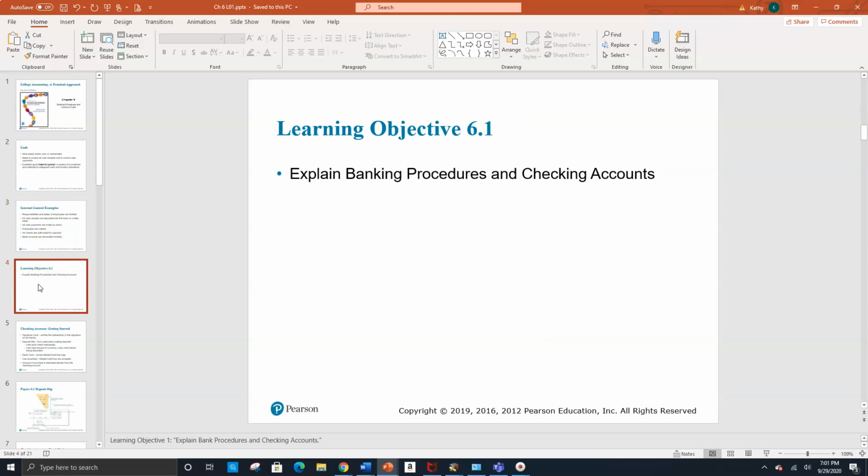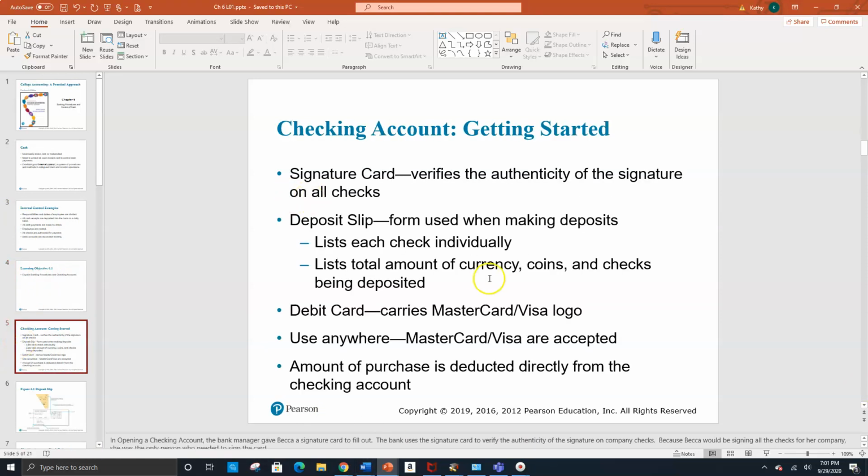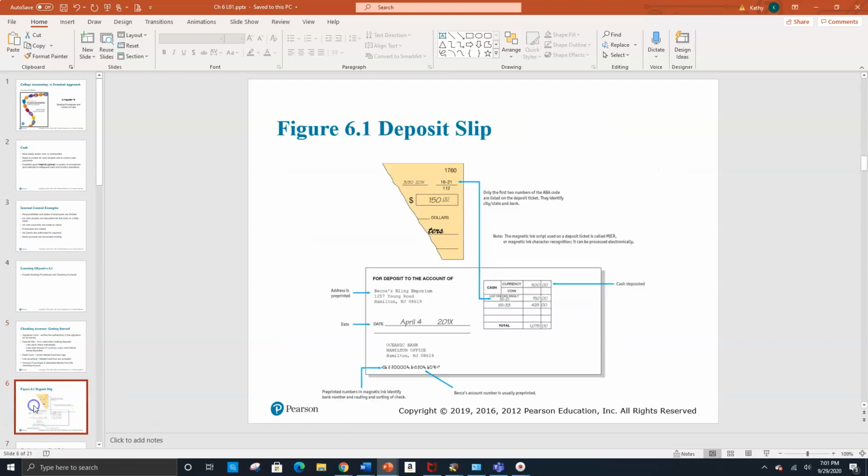Okay, so explain banking procedures and checking accounts. A signature card verifies the authenticity of the signature on all checks. A deposit slip is a form used when making deposits. It lists each check individually, and lists total amounts of currency, coins, and checks being deposited. A debit card may carry a MasterCard or Visa logo. The amount of a purchase is deducted directly from the checking account.